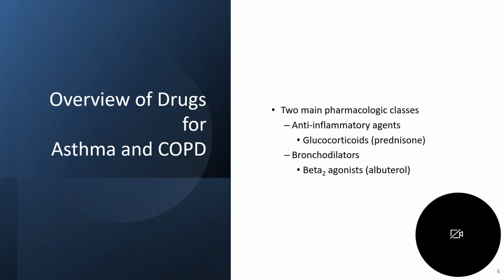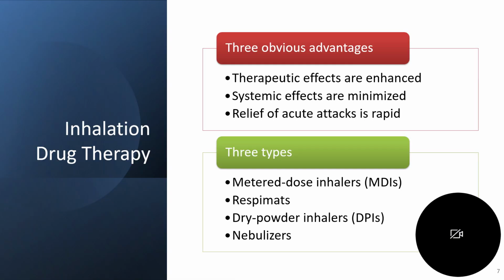In this instance, we are not giving this because they are deficient in cortisol, okay? We are giving this because we're treating inflammation, okay? For bronchodilators, we are talking about beta-2 agonists, okay? So we can give medications in different ways. One of the ways that we can administer medications is through inhalation, and there are different ways we can do that. I have some different examples.